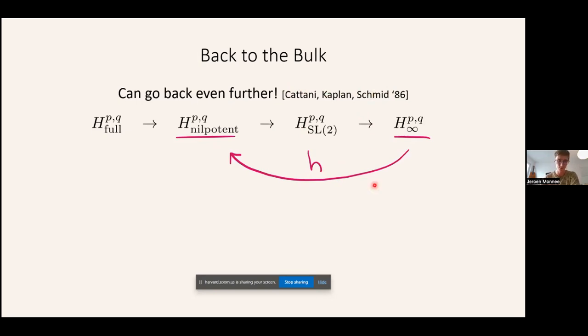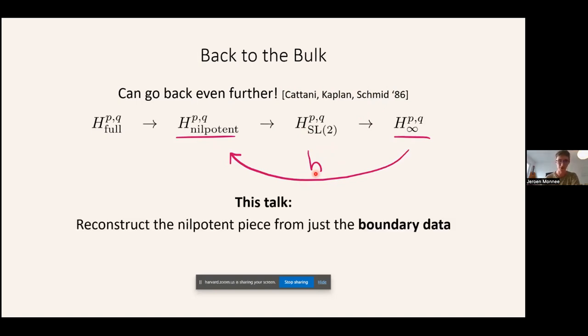But in a true mathematician's sense, what they do is they give you an algorithm to compute it, but then 40 years later, no one actually ever went through this algorithm. So this is the main contribution of our paper and what I want to show you in this talk: that you can really go through this procedure in examples and do what we call a bulk reconstruction procedure of this H. So you can really reconstruct the nilpotent piece from just this boundary data.